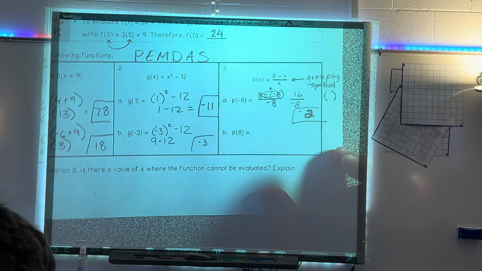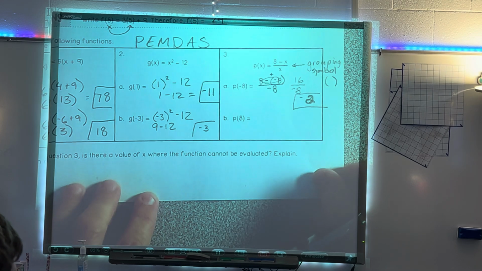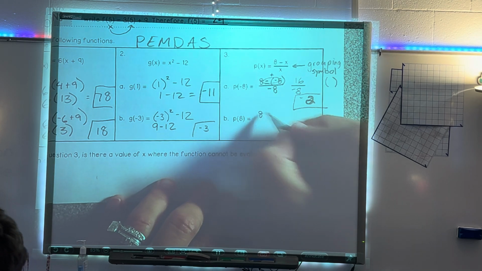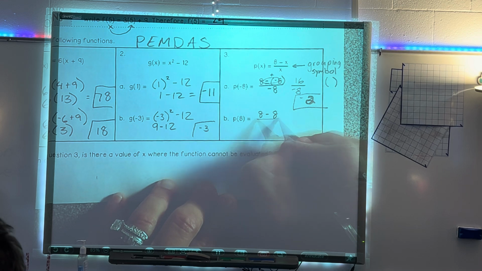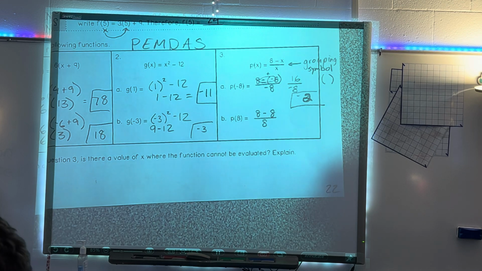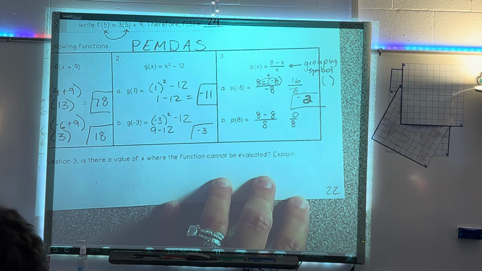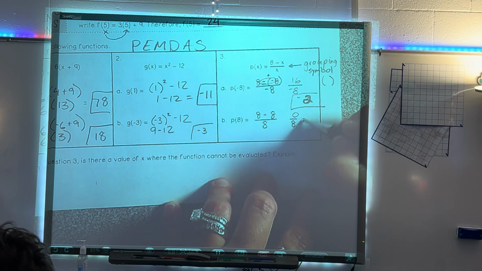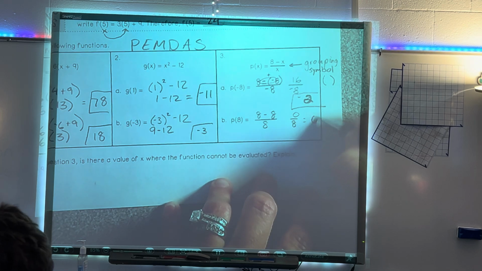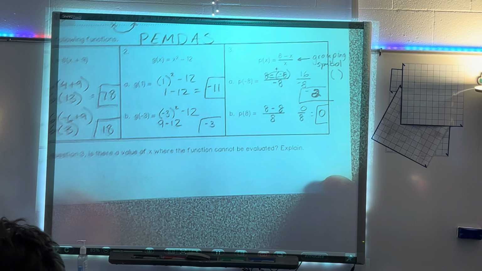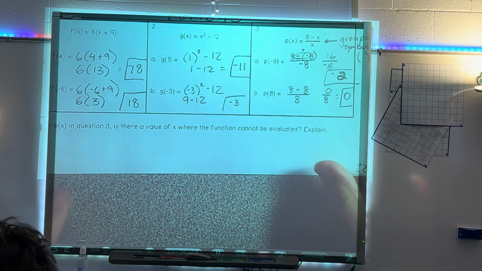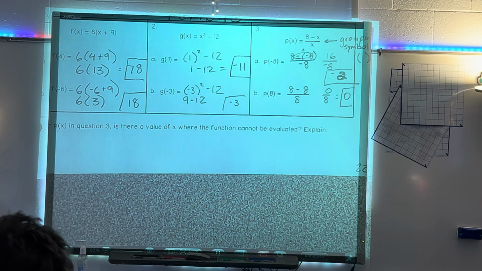Yes, okay. Alright, now this one, P of positive 8. So I have 8 minus 8 over 8. So what do I get in my numerator? 0. I get 0, and in my denominator I get 8. So 0 divided by 8 is just 0. Okay, so a lot of times I don't do these things down here at the bottom, but I am today because I want to talk about this specifically.